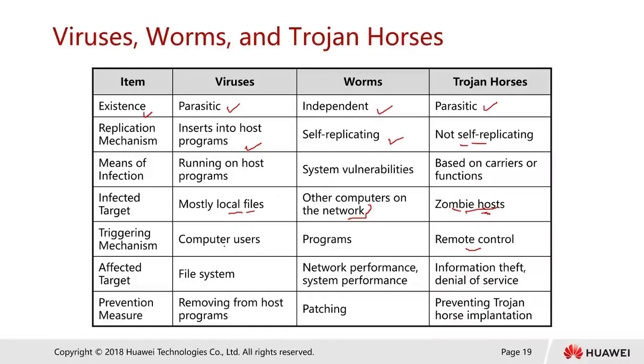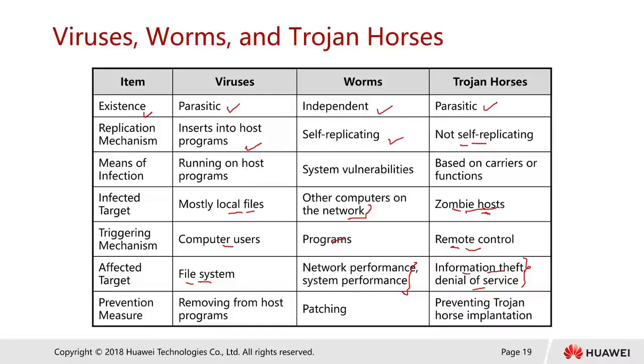Trigger mechanism. Okay, for viruses, the computer user triggers it; this is by a program, and for Trojan horses, this is by remote control by a hacker sitting outside there in the internet. Affected target: for viruses, this is the file system. For worms, they affect the system performance and also network performance. For Trojan horses, they could steal your information, and they could also perform denial of service. Like, for example, I mentioned before, one of the possibilities is that a Trojan horse tries to collect all your keystrokes and send them back to the hackers.